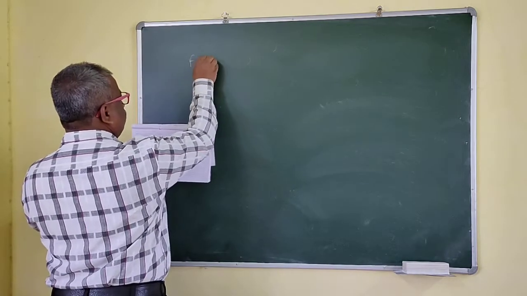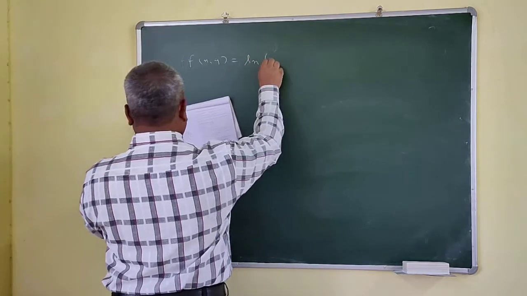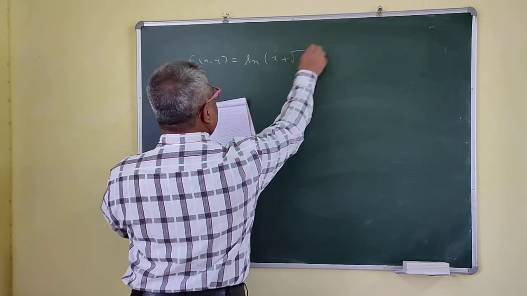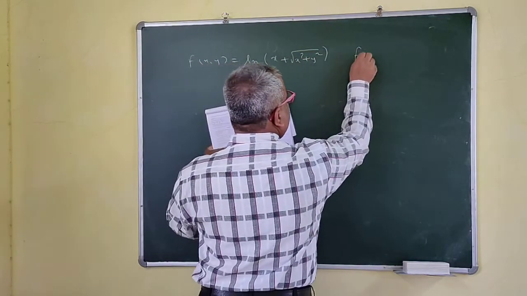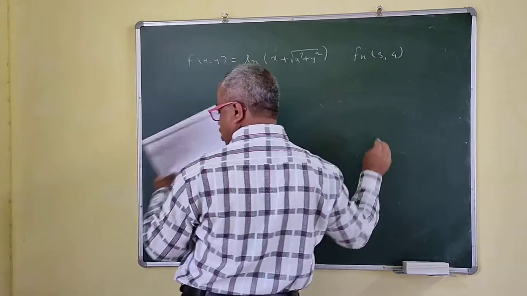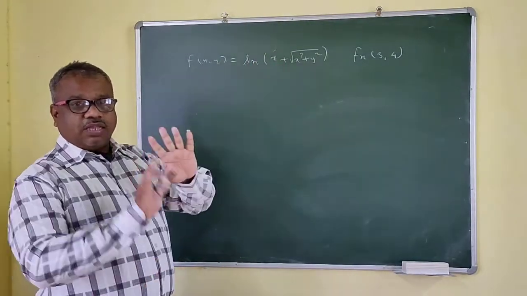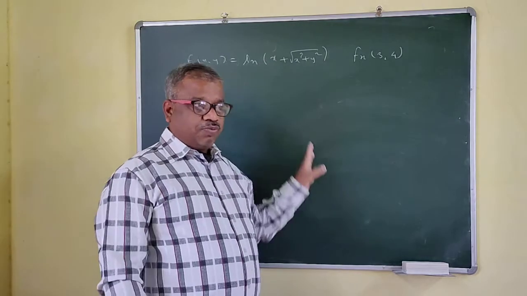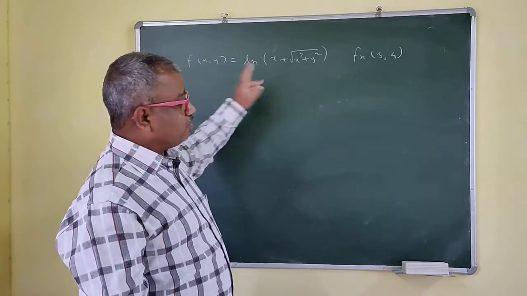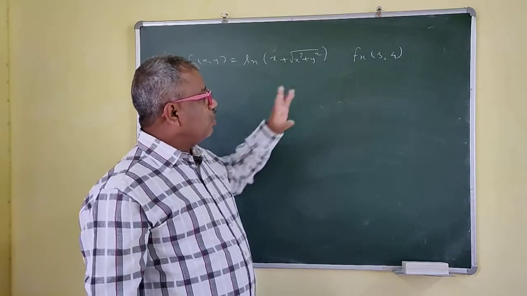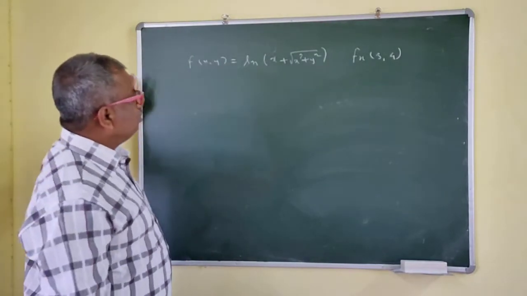Suppose f of xy is given to you: f of xy is equal to ln of x plus root of x square plus y square, and you want fx at 3, 4. Now see here, the function is very complicated, and the command is not given to you to use the definition. So what we do is find the first partial derivative as per our usual rule, and then put x is equal to 3 and y is equal to 4 in that.